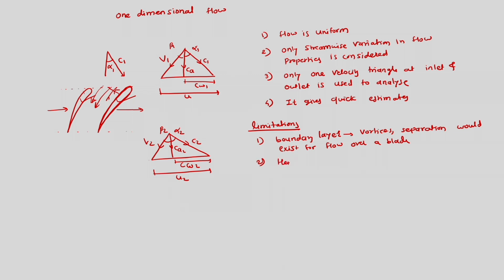Hence, there is velocity variation in streamwise and also cross stream direction.